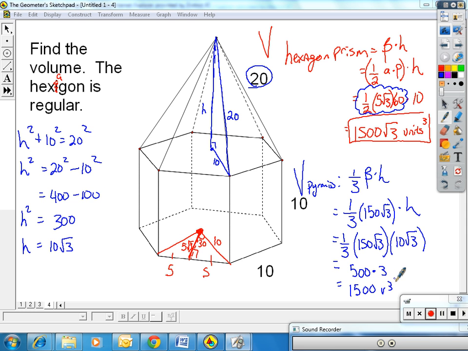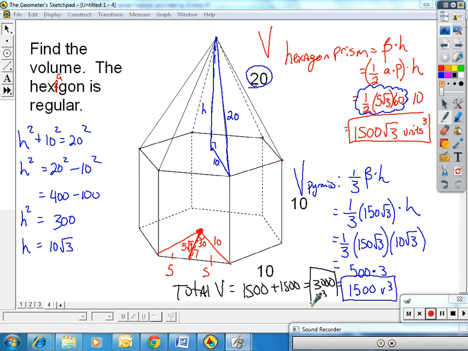Units cubed. I'm going to add 1500 with 1500 to get my total. Total volume equals 1500 for the hexagonal prism, plus 1500 for the other is 3000 units cubed.